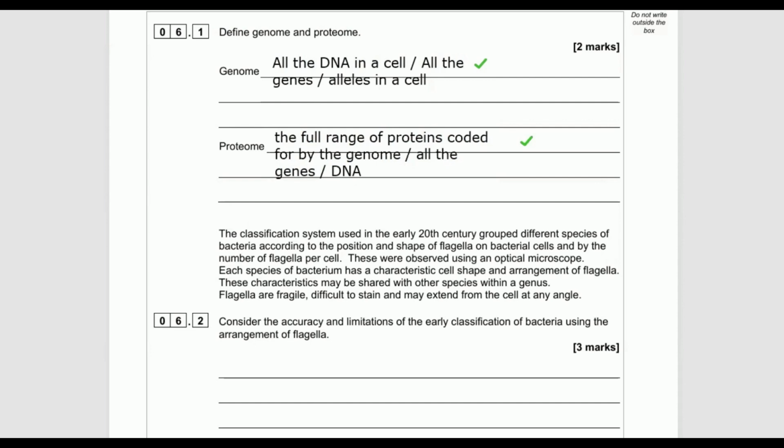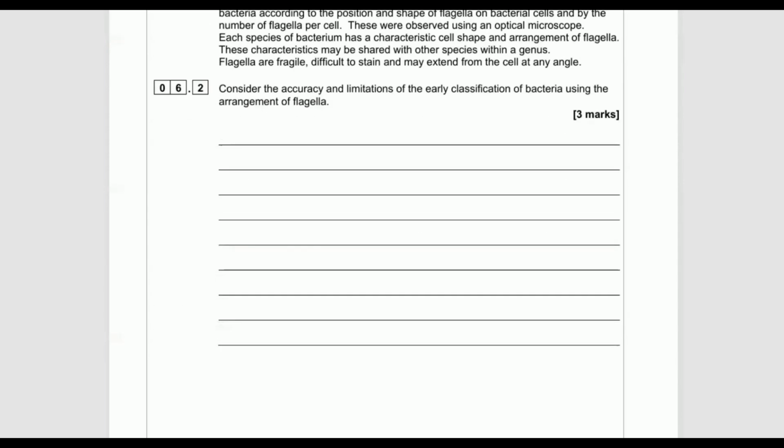The classification system used in the early 20th century grouped different species of bacteria according to the position and shape of the flagella on bacterial cells, and by the number of flagella per cell. These were observed using an optical microscope. Each species of bacterium has a characteristic cell shape and an arrangement of flagella. These characteristics may be shared with other species within a genus. Flagella are fragile, difficult to stain, and may extend from the cell at any angle. Consider the accuracy and limitations of the early classification of bacteria using the arrangement of flagella.